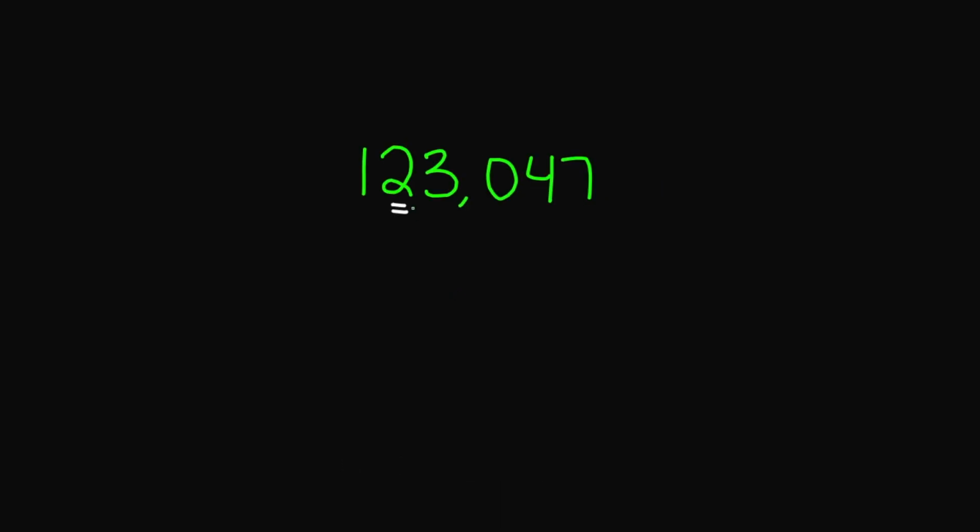In this example here, we have 123,047. The 2 is going to be your 10,000s place. So you have your ones, your tens, your hundreds. We don't have any hundreds, but this is your hundreds place here. Your 1,000s, 10,000s, and then your 100,000s place.